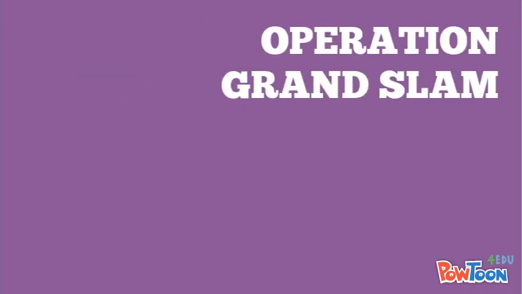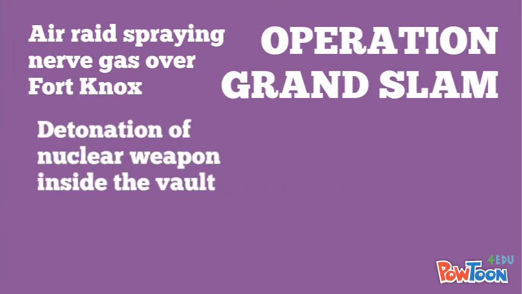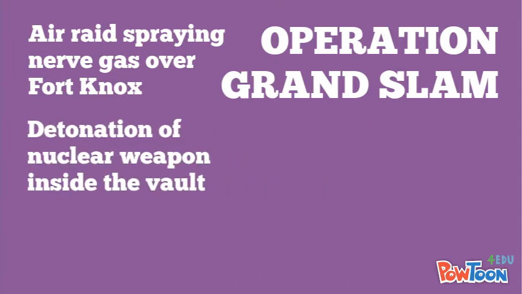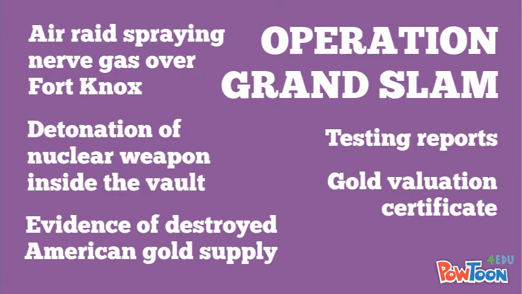The deliverables for our example could include the air raid spraying nerve gas over Fort Knox, detonation of the nuclear weapon inside the gold vault, documented evidence of the destroyed gold, inspection and testing reports, and a valuation certificate for the new value of the bad guy's gold stash.